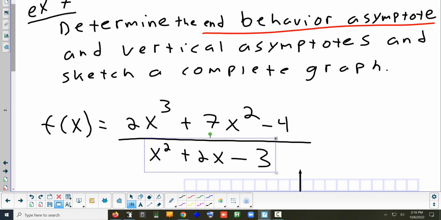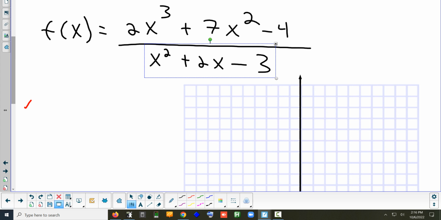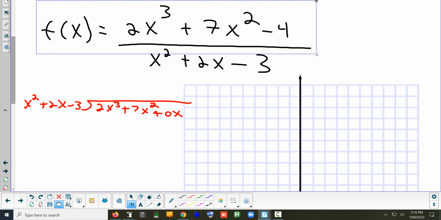The further apart these numbers are, the worse it gets. But they're only 1. So we've got, I'm going to try to squeeze it over here, x squared plus 2x minus 3. And we're going to divide that into 2x cubed plus 7x squared. Remember, you need to fill in a 0 for the x because you don't have it. Anything that's missing, fill in a 0. And then minus 8.